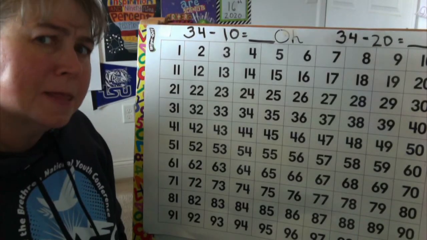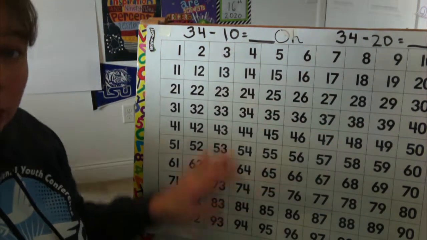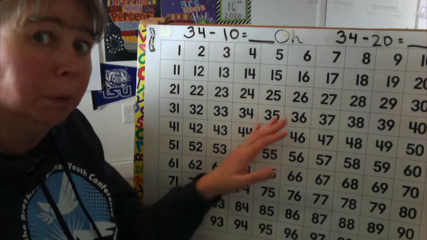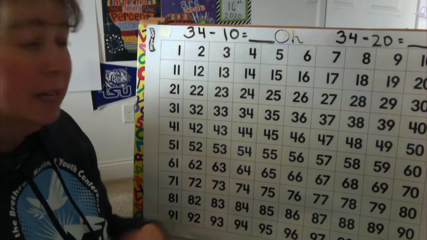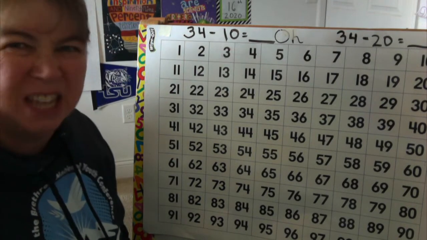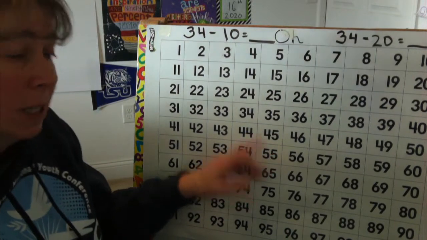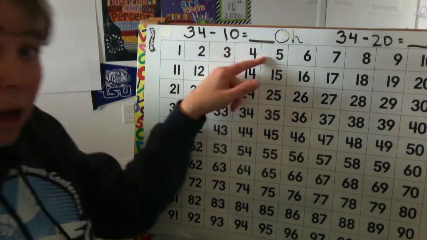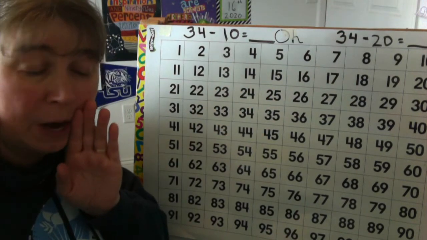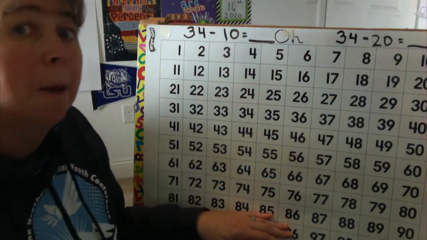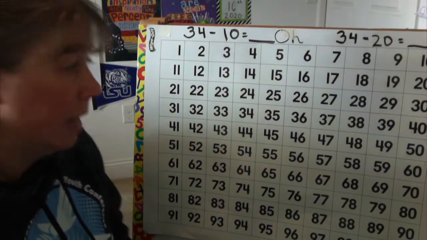All right, give me a thumbs up if you remember last week when we were adding on a 120 chart and you jumped like a bunny down a row for each multiple of 10 you were adding. Today's strategy with subtraction is almost the same thing. When we subtract, though, we move up on our number chart because the numbers get smaller when we subtract. The numbers get bigger when we add, so we go down. Let's look at an example.